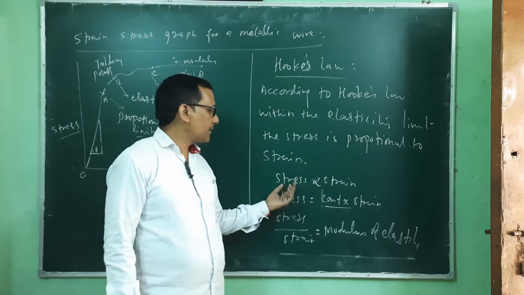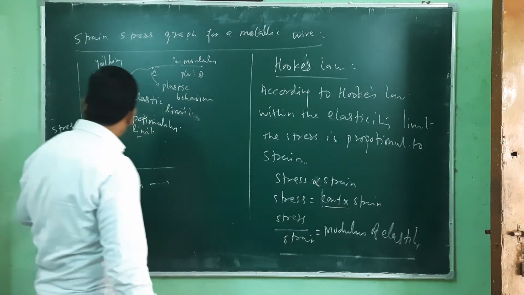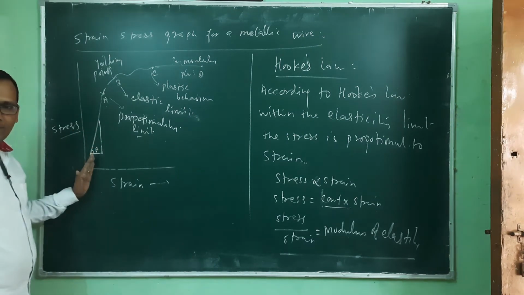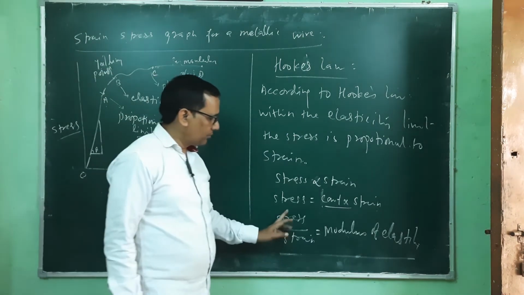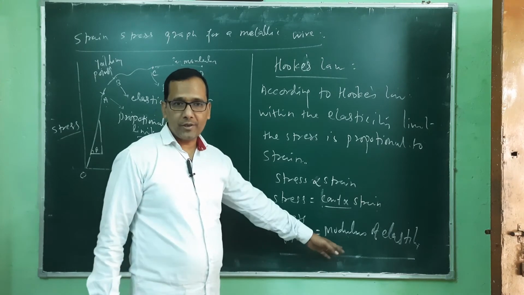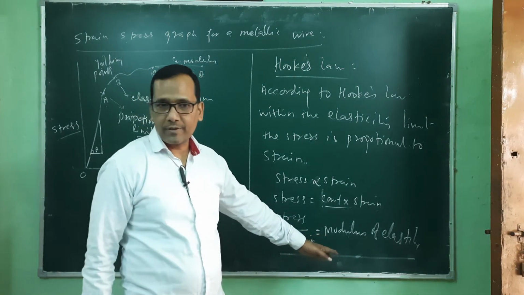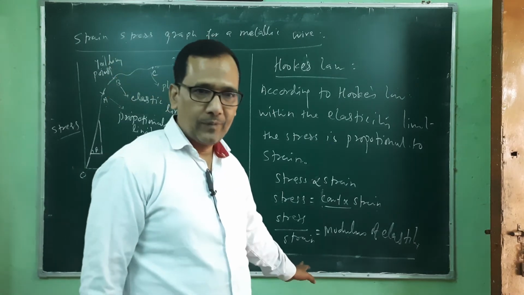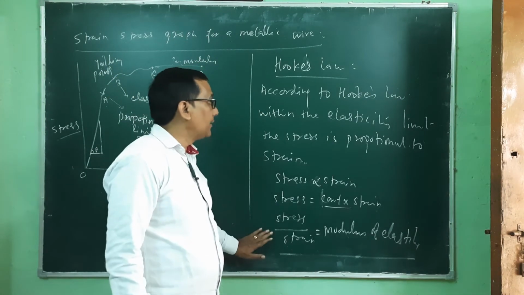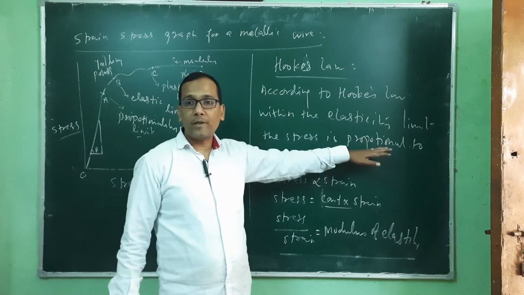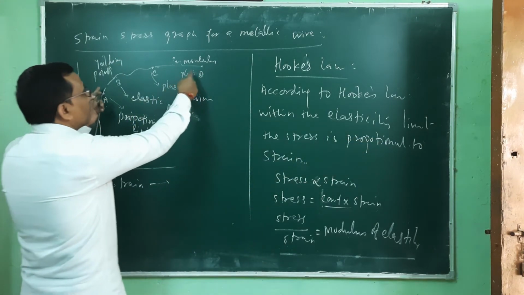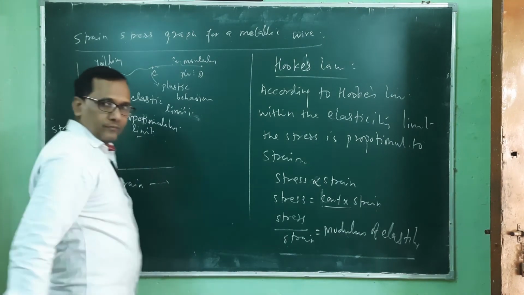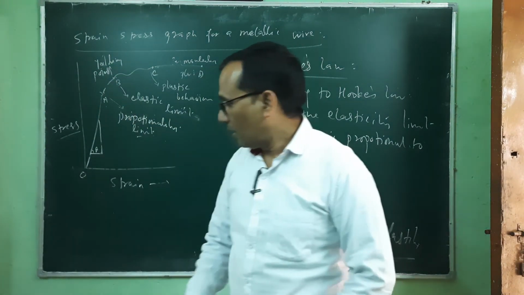Here stress is proportional to strain, and this is also shown in this graph. It is the proportionality limit, and the ratio stress upon strain is a constant, known as the modulus of elasticity. In the first case, we represented this as Young's modulus Y. So this is all within the elasticity limit. Remember, this behavior is not true for this part, it is only true for this part.